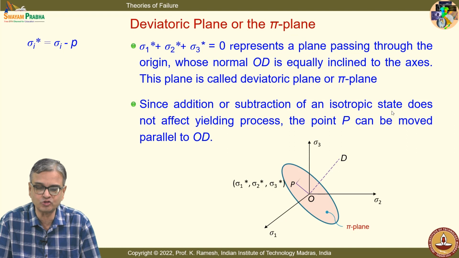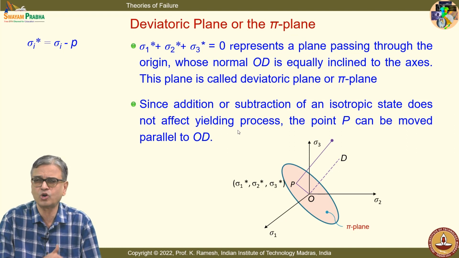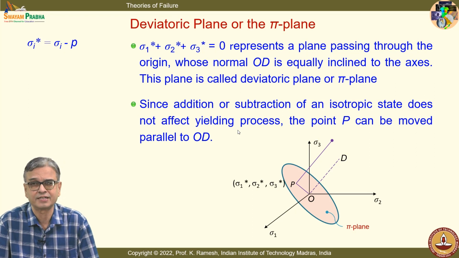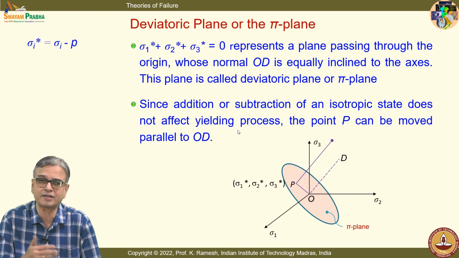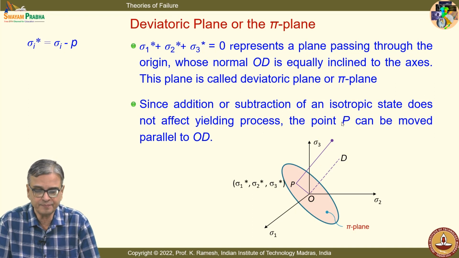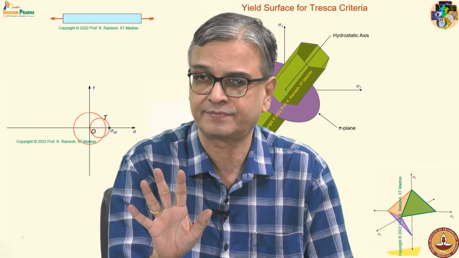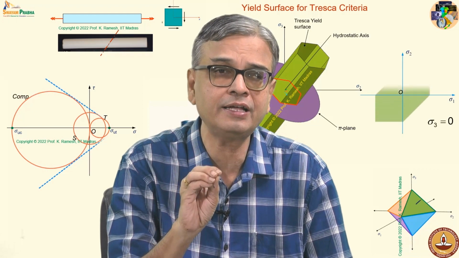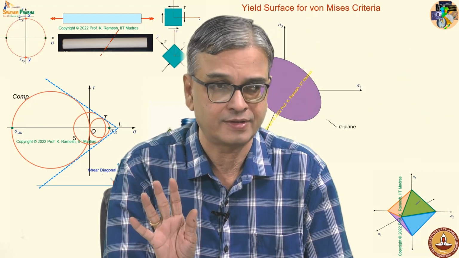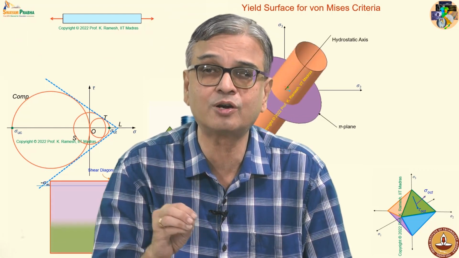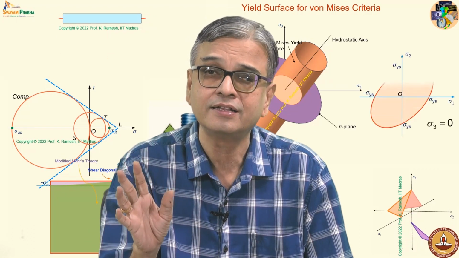Addition or subtraction of an isotropic state does not affect the yielding process. See, there was a lot of development on plasticity theories, and people have simplified the mathematical modeling. And one of the important aspects there is the isotropic plastic theory, as they would say. And the simplest one, you have a hydrostatic state of stress. If I add any of that, it does not affect the yielding behavior. So, the point P can be moved parallel to OD. If I do that, I can also construct a three-dimensional shape of a failure locus. See, the idea is I am performing only a simple tension test, but I will interpret it in terms of sigma 1, sigma 2 and sigma 3 and try to plot a three-dimensional envelope.